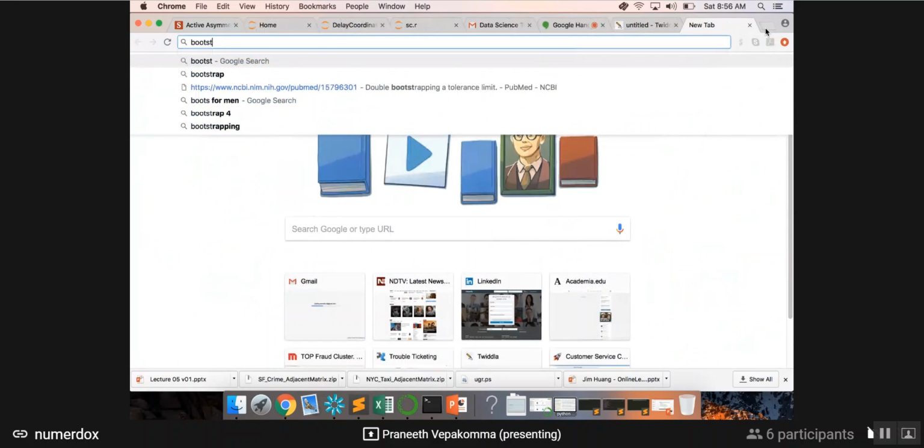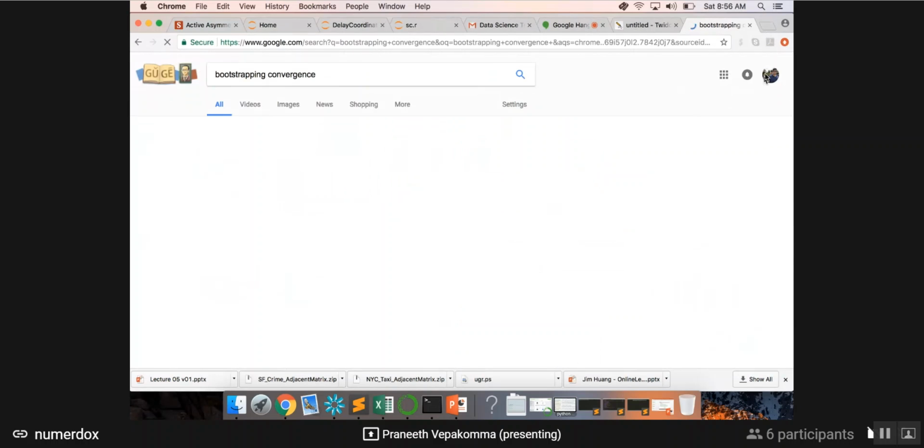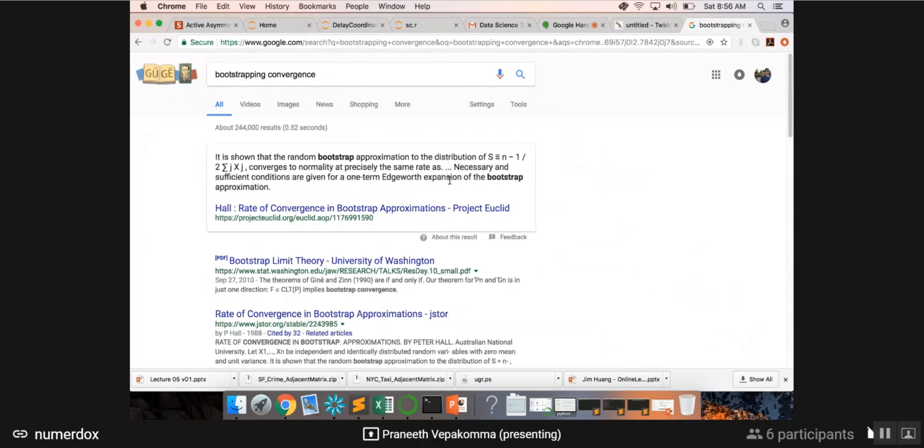So if you search for it, there is a paper. I don't want to open it because this is very complicated stuff and I don't want to distract from the point, but the title says "rate of convergence in bootstrap approximations." So the rate at which your bootstrap way of approximating something you're trying to measure is pretty good with respect to a non-bootstrap sample, which is like a without replacement sample.